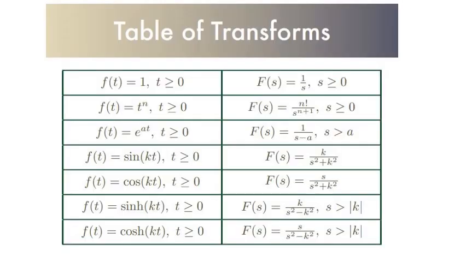Now, as we have learned already, the tables of Laplace transform. The Laplace of 1 is 1 by s. Laplace of t raised to n is n factorial by s raised to n plus 1. Laplace transform of e raised to at is 1 by s minus a. Laplace transform of sine kt is k by s square plus k square, and so on. You have to learn this by heart, then only will we be able to do the inverse Laplace transform.